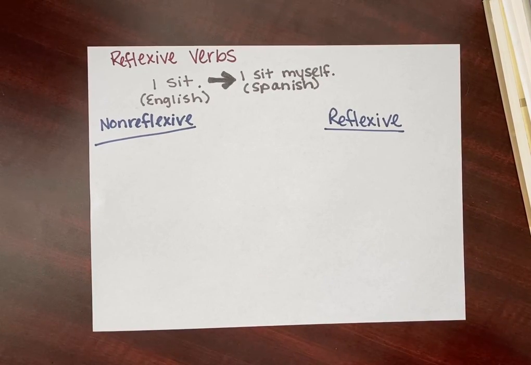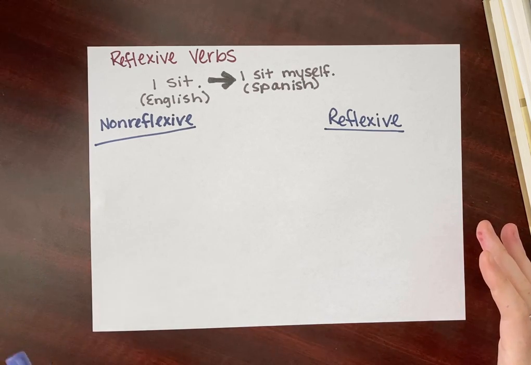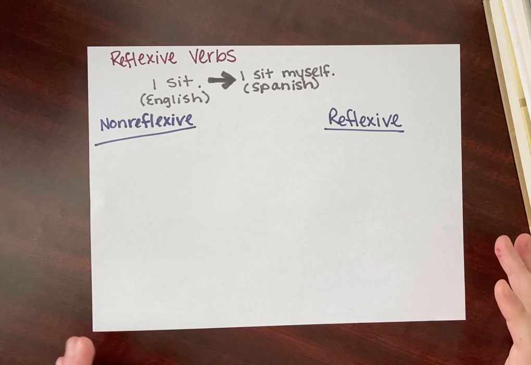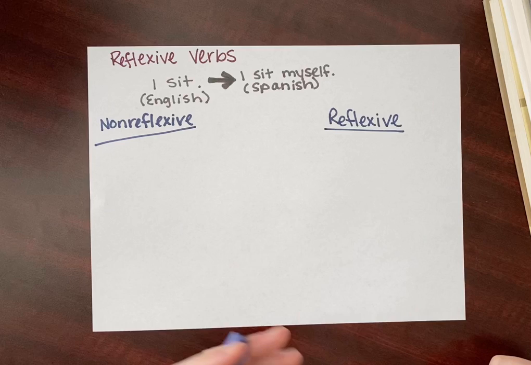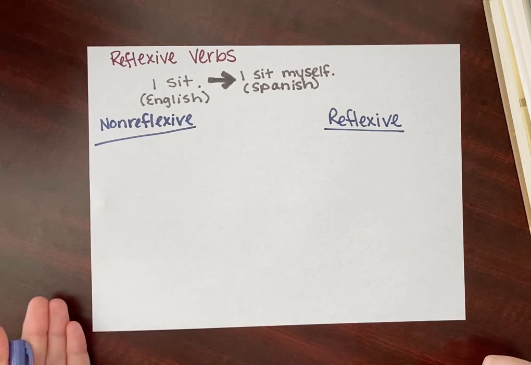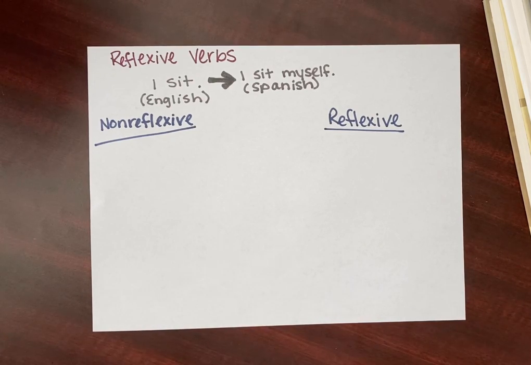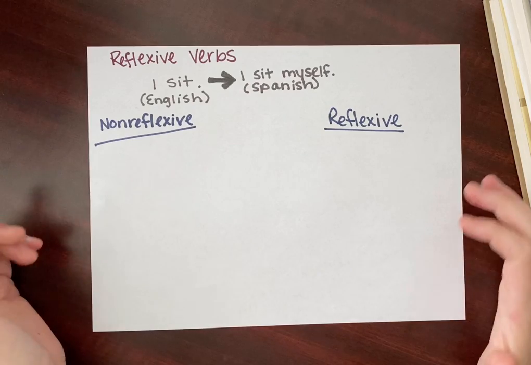So in this video, we're going to look at reflexive verbs. This is a concept that we don't have in English. So for right now, we're just going to map out the technicalities of this concept and understand it in our own native English language. And then we will transition into looking at it in Spanish and the Spanish pronouns.